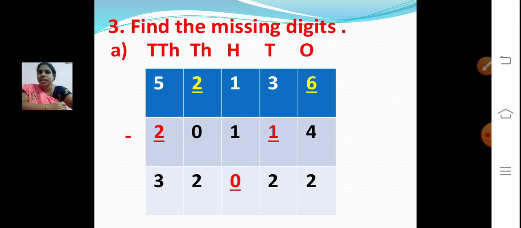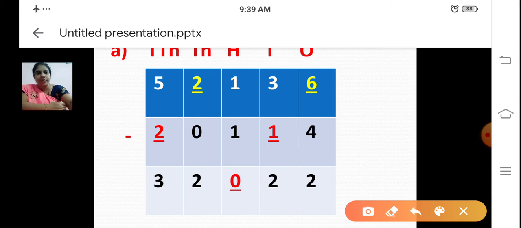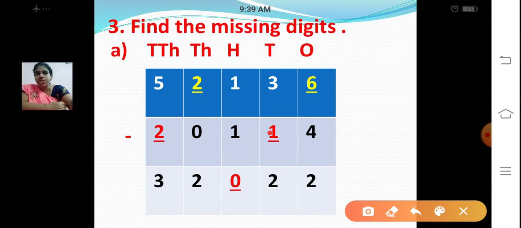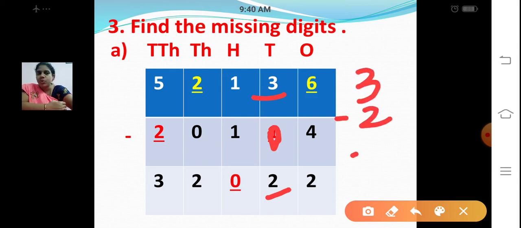Next, let's move on to the tens place. What is missed out? This subtrahend is missed out. So how to find out the subtrahend? You have to subtract the difference from the minuend. That means 3 minus 2. You're going to subtract the difference from the minuend. That means 3 minus 2. Here minuend is 3 and difference is 2. 3 minus 2. After 2, 3.